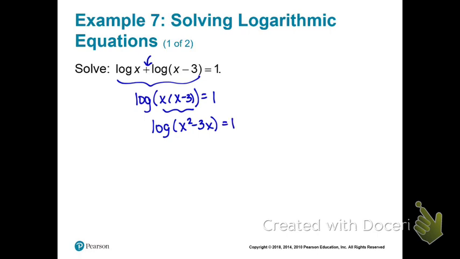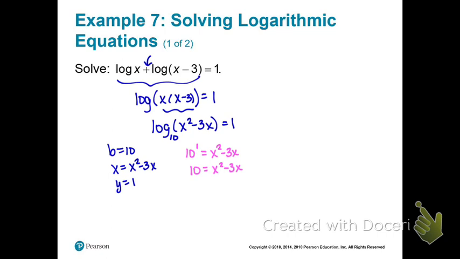And now I do have a single log. Remember, what is its base? If it says log and there's no base written, it's automatically a 10. So we know our base is 10. Our x is x squared minus 3x. And our y is 1. So when I put this in exponential form, I have b to the y equals x. Well, 10 to the first is just 10. And so I have 10 is equal to x squared minus 3x.